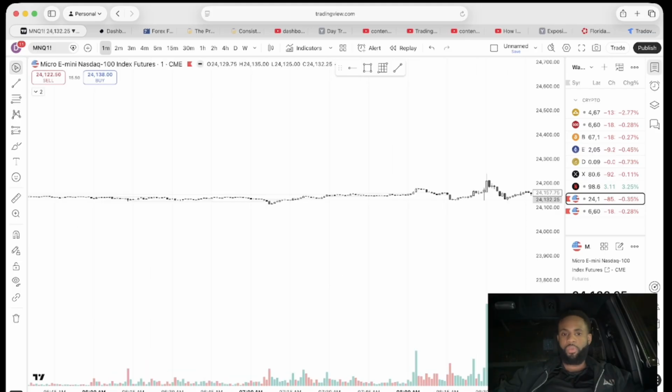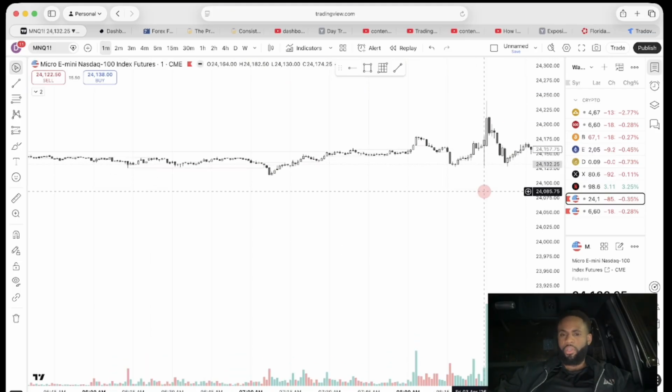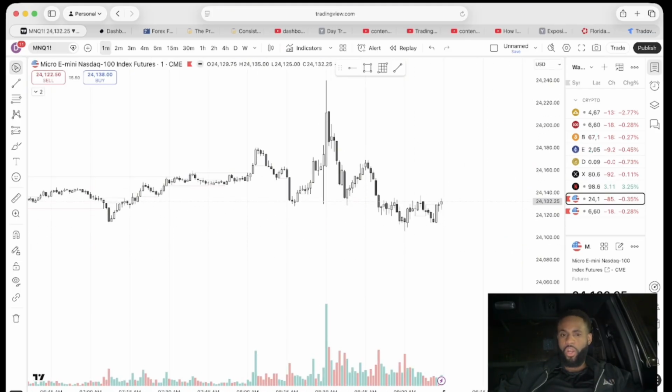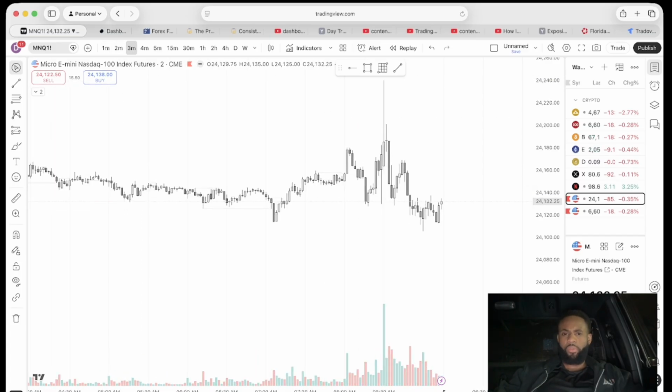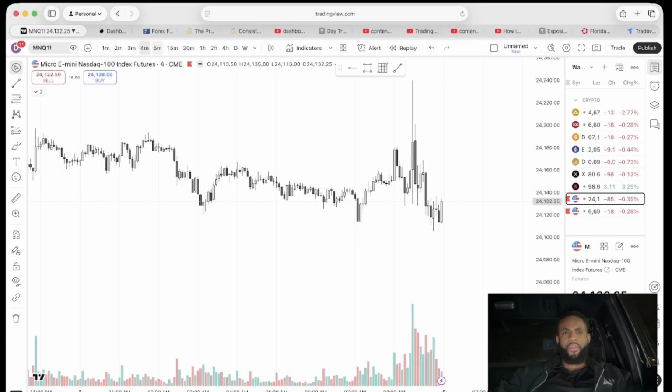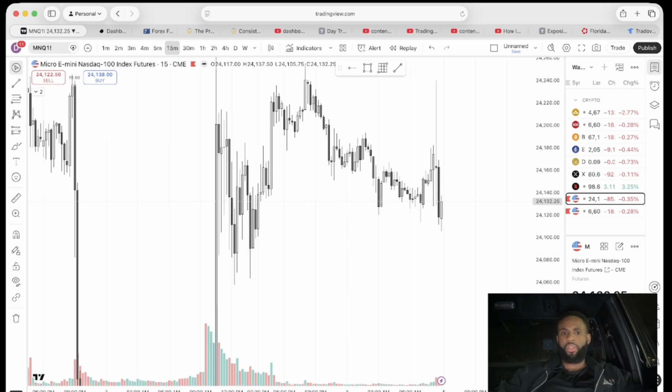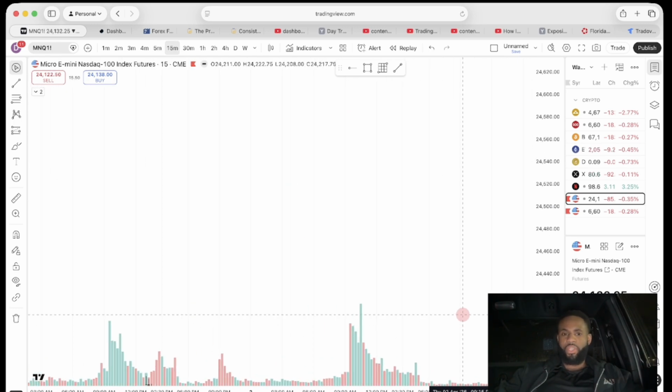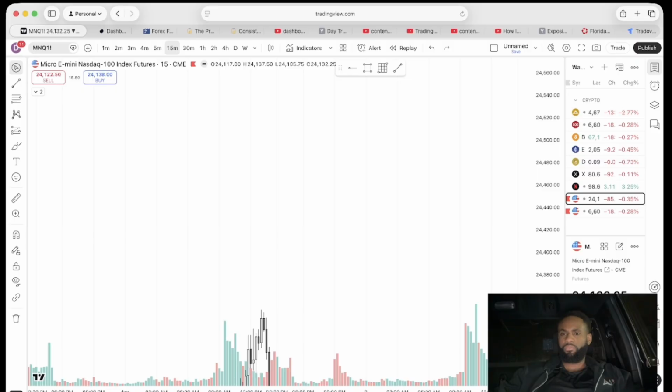If I go to the 1 minute, same thing here. Each candle represents 1 minute of price action. 2 minutes, 3 minutes, 4 minutes, 5 minutes, 15 minutes, they each represent price action.